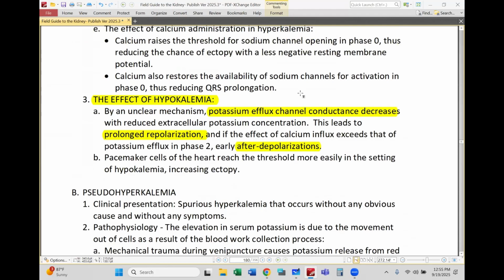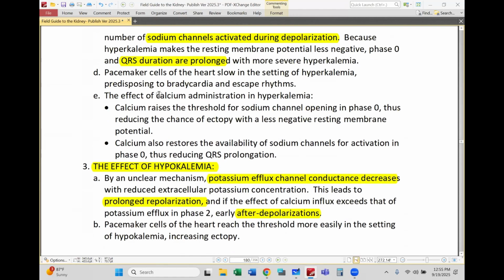Okay, the effect of calcium in hyperkalemia seems to affect the threshold for sodium channels to open during phase 0. Even though I might have an altered threshold for sodium channels to open in the setting of hyperkalemia, giving calcium kind of restores that normal threshold for sodium channel opening. Okay, and so hopefully that gives you some insights.